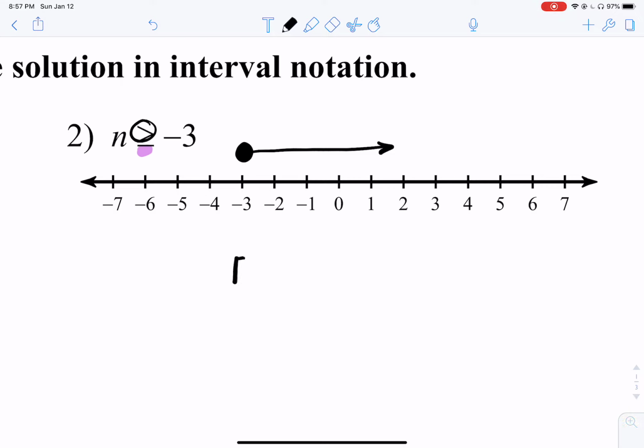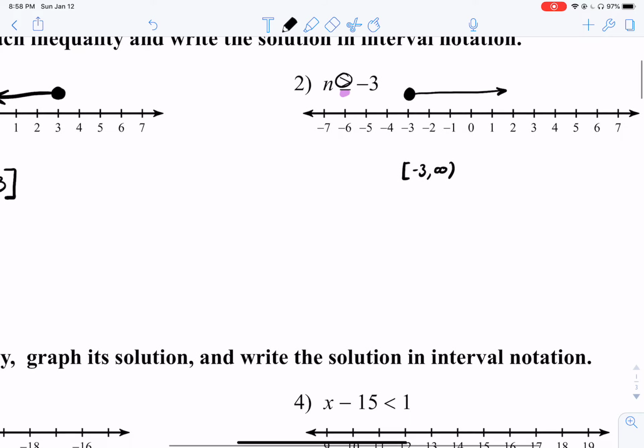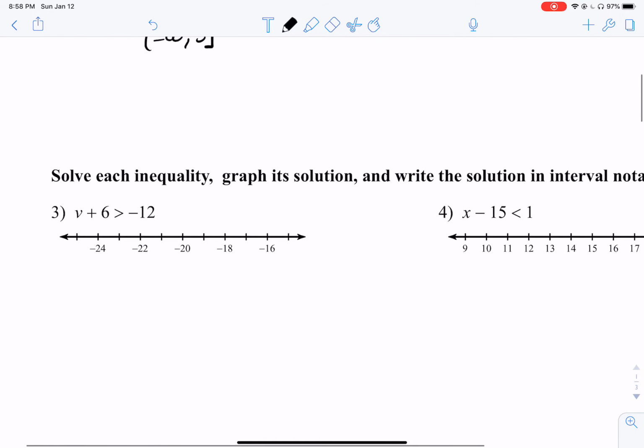As an interval, that means that our starting point would be negative 3 because that's the lowest point, and we're going to go all the way to infinity. We're never going to stop. Okay, and because we never reach infinity, we're going to use parentheses on that one there. Okay, so let's move on to the next ones over here.